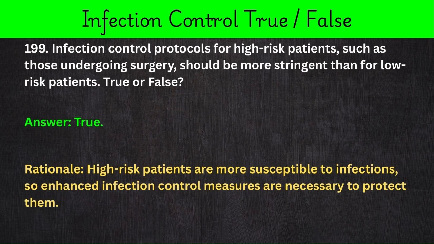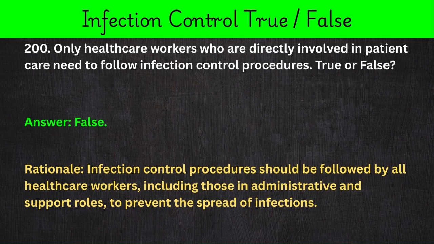199. Infection control protocols for high-risk patients, such as those undergoing surgery, should be more stringent than for low-risk patients. True or false? Answer: true. Rationale: high-risk patients are more susceptible to infections, so enhanced infection control measures are necessary to protect them. 200. Only healthcare workers who are directly involved in patient care need to follow infection control procedures. True or false? Answer: false. Rationale: infection control procedures should be followed by all healthcare workers, including those in administrative and support roles, to prevent the spread of infections.